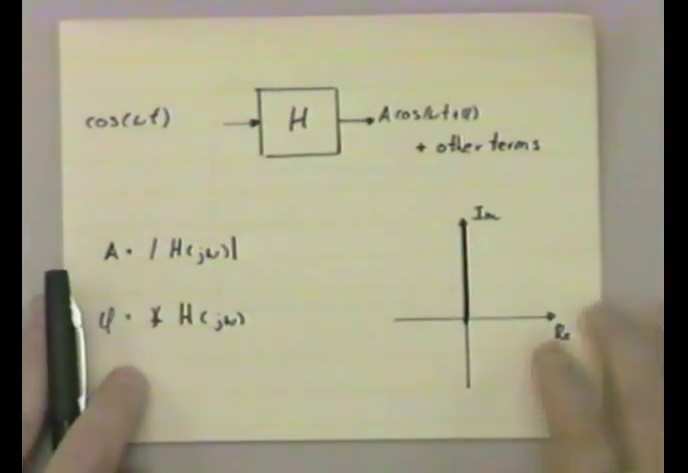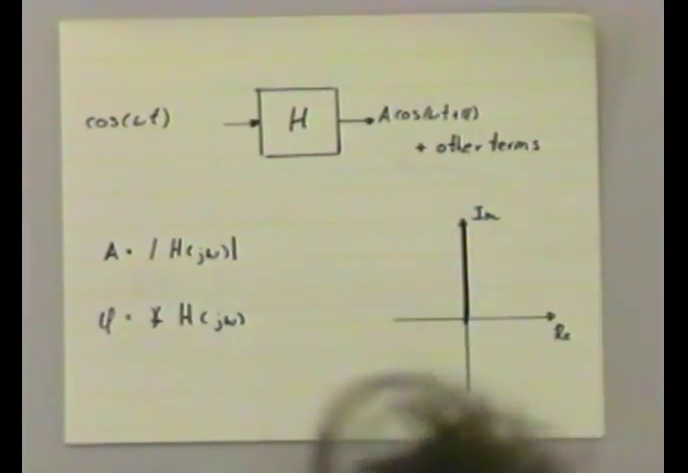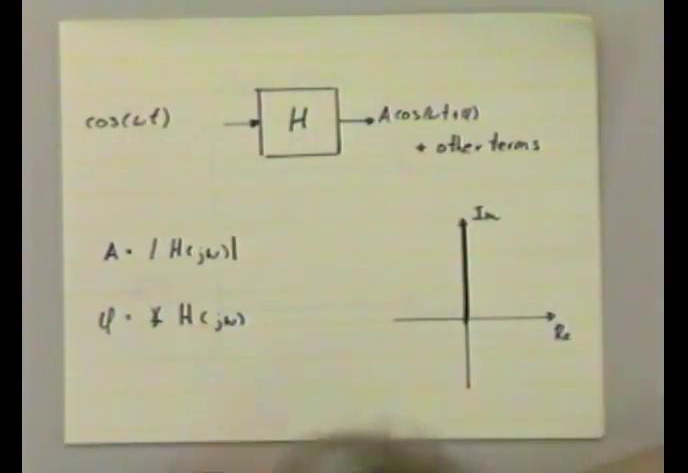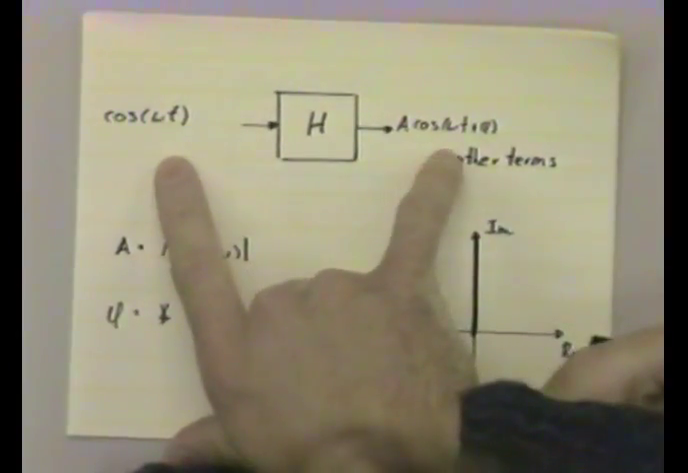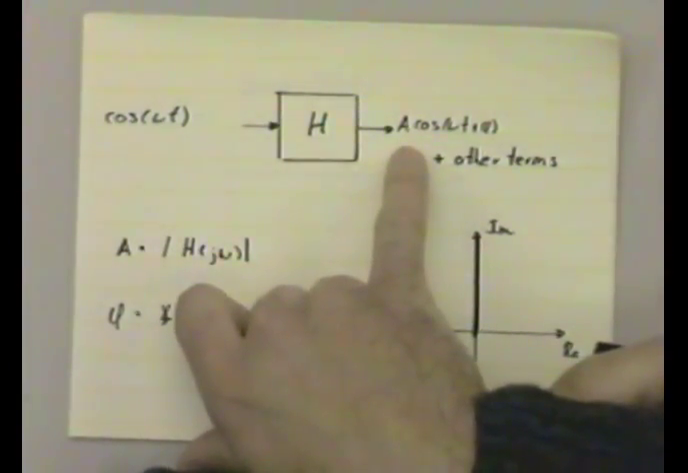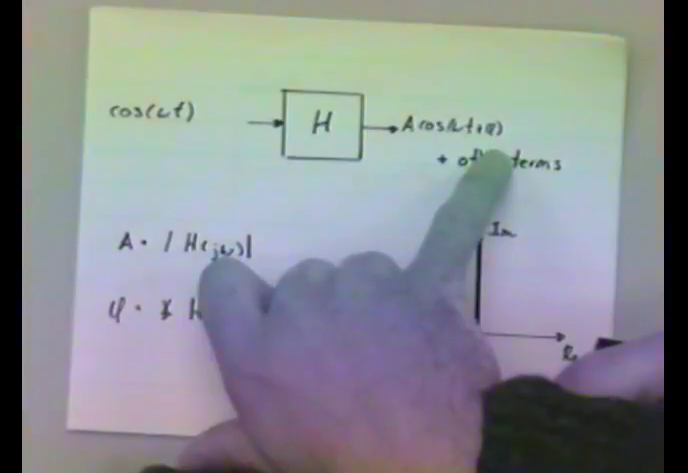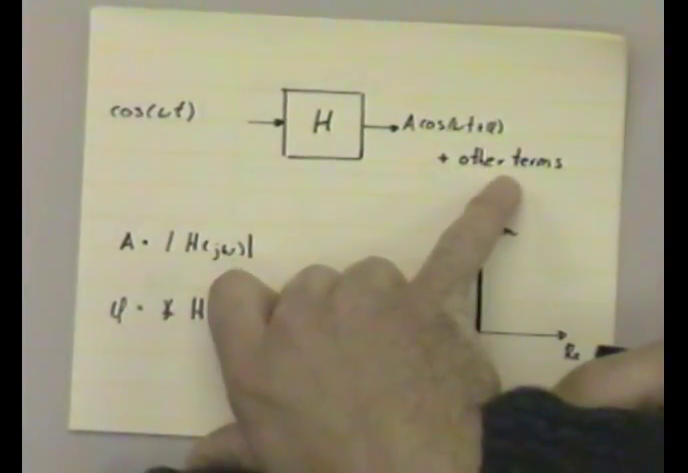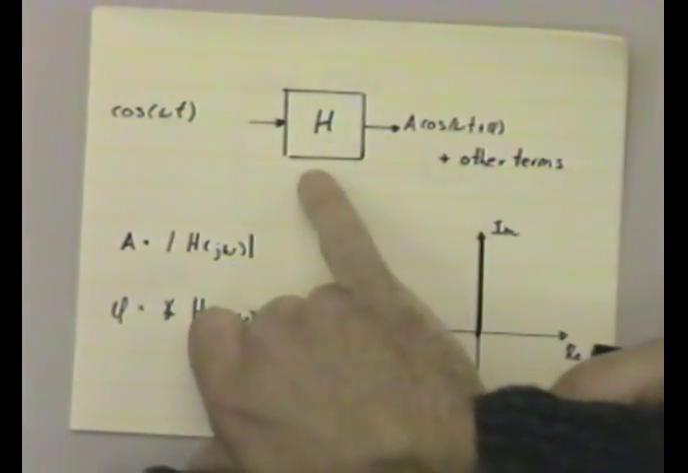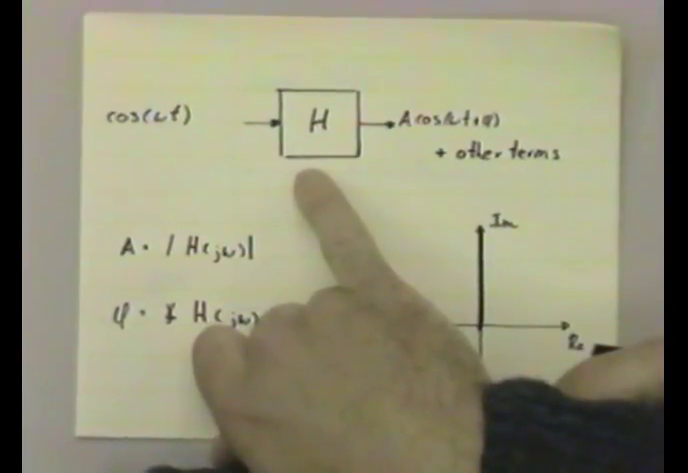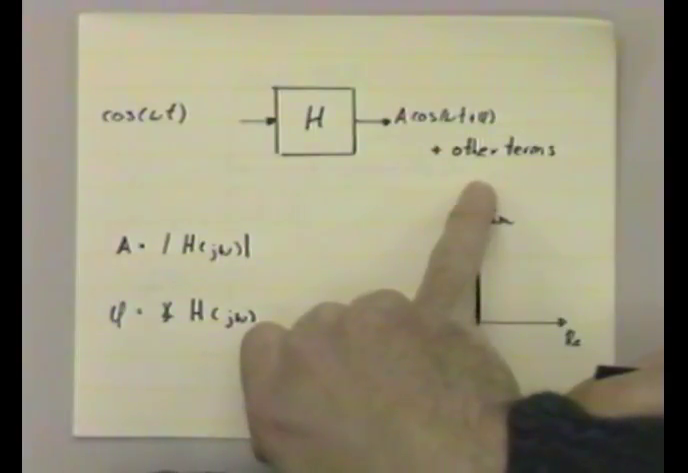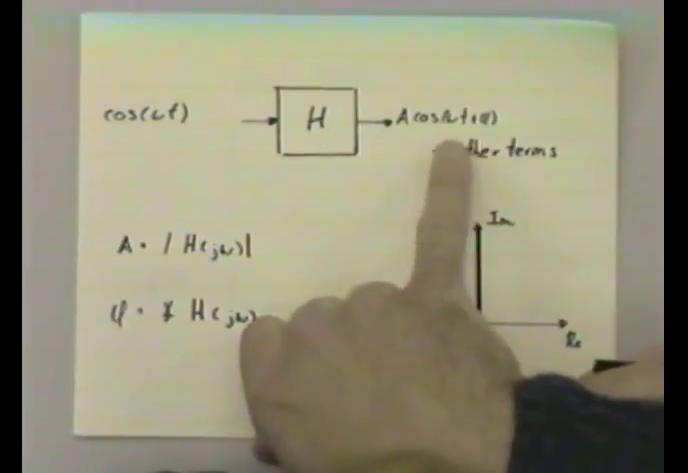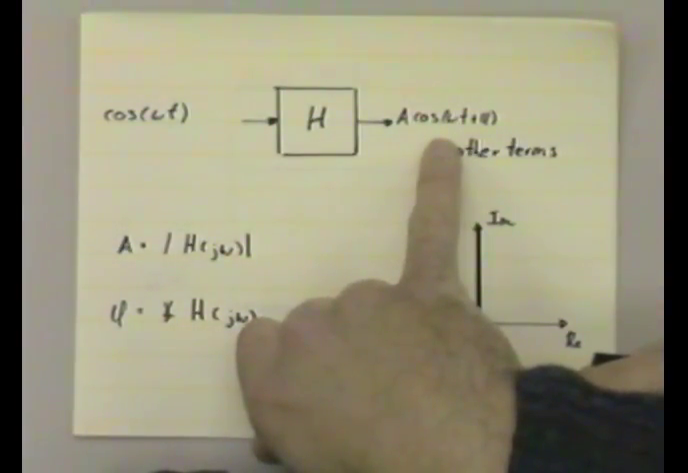It said the output really has several components, one of which is the sinusoid itself at the same frequency as the input, differing possibly only in the amplitude and the phase. And there were some other terms. Now, if the system H is stable, these other terms are guaranteed to decay to 0 eventually. So if we wait long enough, all that we're going to be left with is the sinusoidal term.